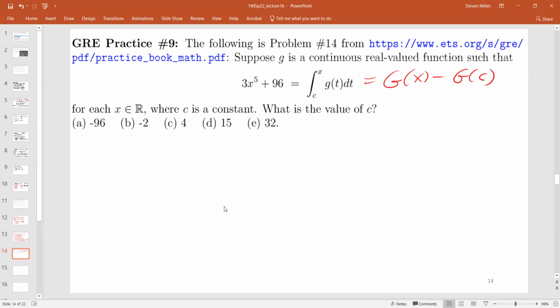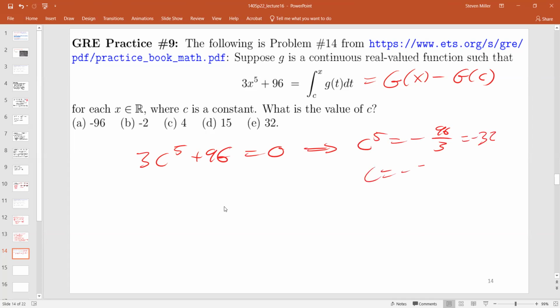0. So you would get 3c to the 5th plus 96 equals 0. Therefore, c to the 5th equals negative 96 over 3. And so what's 96 over 3? 32. So c to the 5th is negative 32, so c equals negative 2.